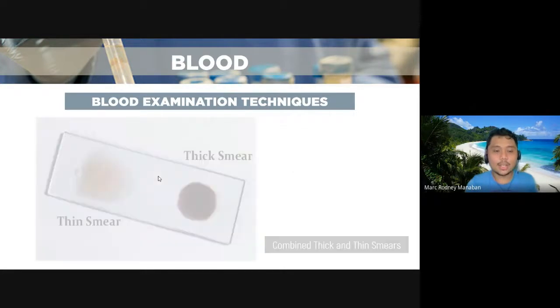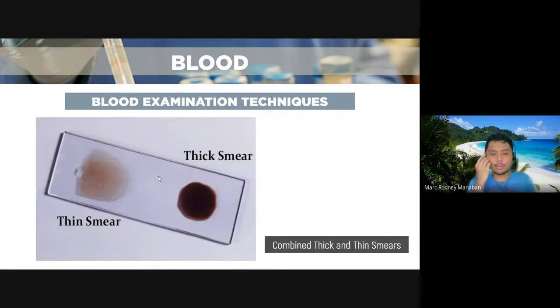So here's an example. I also taught this to my students in public health before, the combined thick and thin films. As you can see, the procedure I taught them is for a finger prick blood sample. You first put 2 to 3 drops for your thick smear at this end of the slide, and then put another drop nearby for your thin smear.